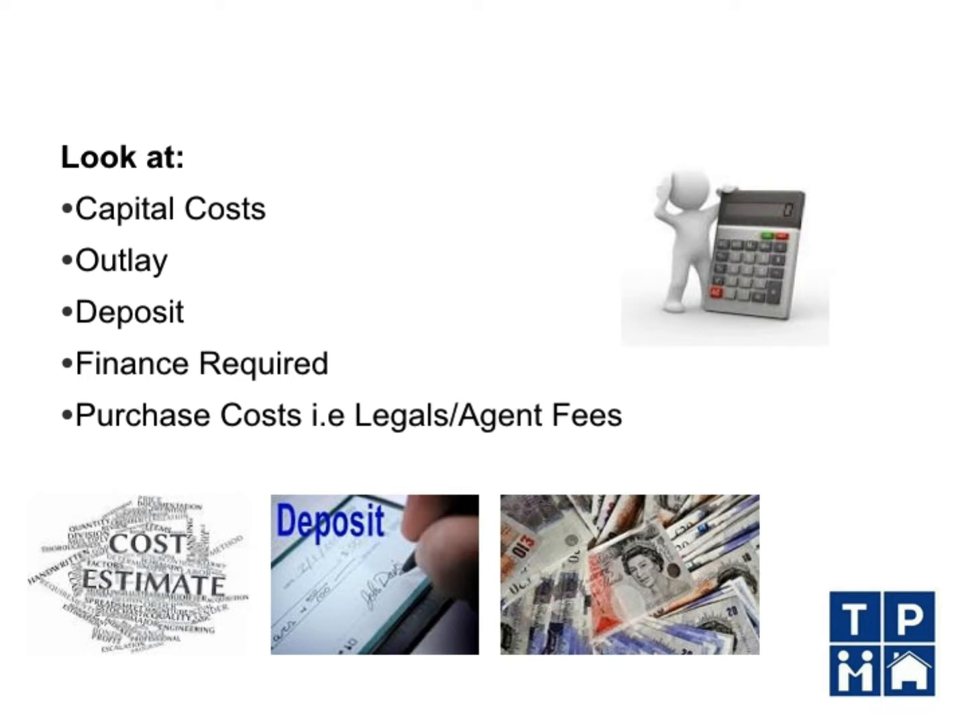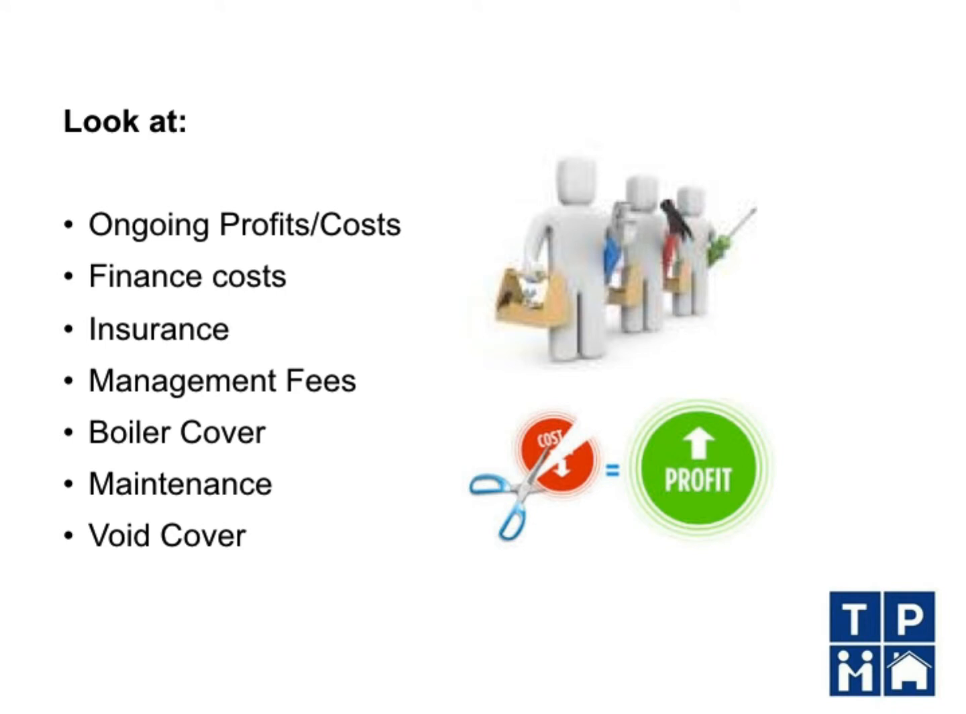So let's have a look at the ongoing costs and the impact of those. So what sort of ongoing costs might impact your profit, if you like, so that you understand the solution that you can offer to the vendor?